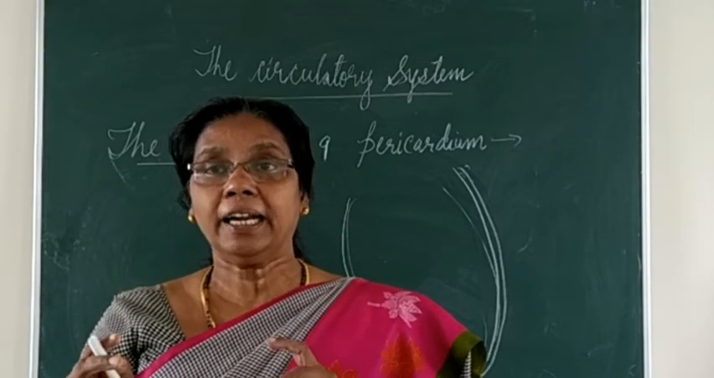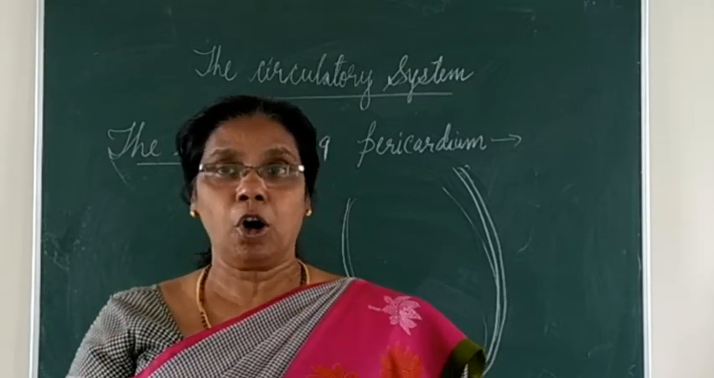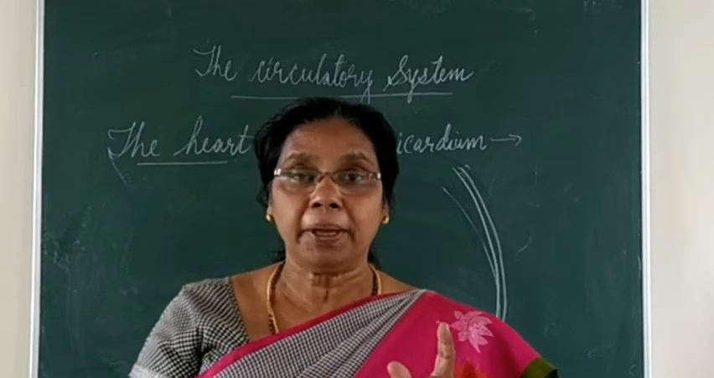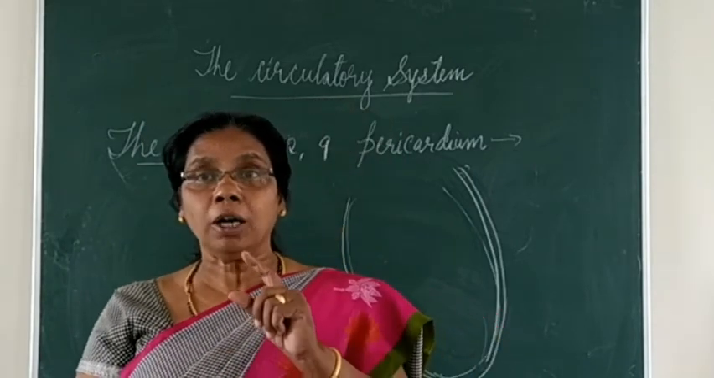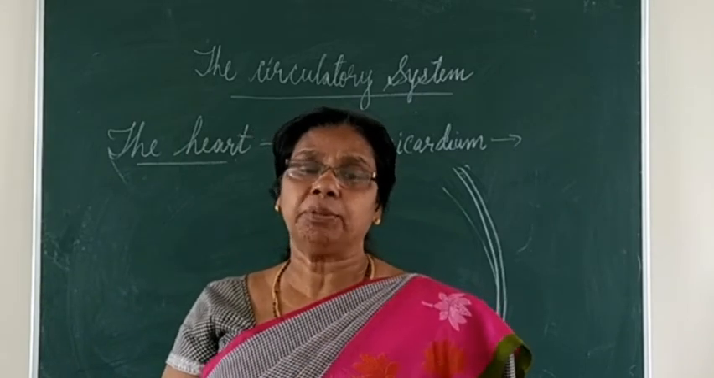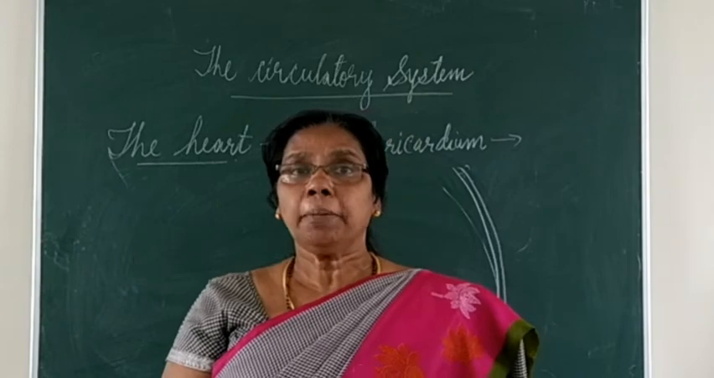So the ventricle has thicker walls. Understood why the ventricle has thicker walls compared to auricles or atria. This is an important question that may come from this part. Okay. Now the blood vessels.